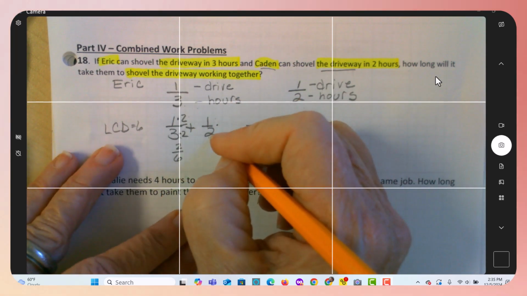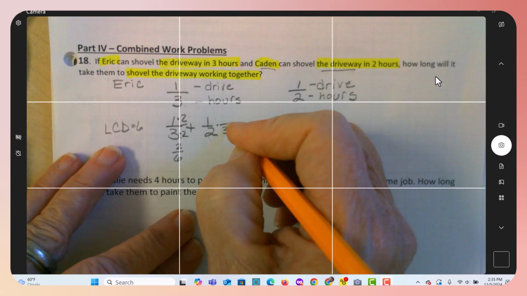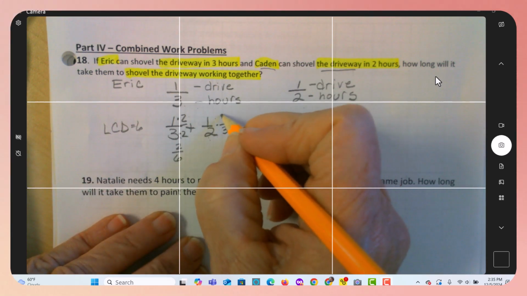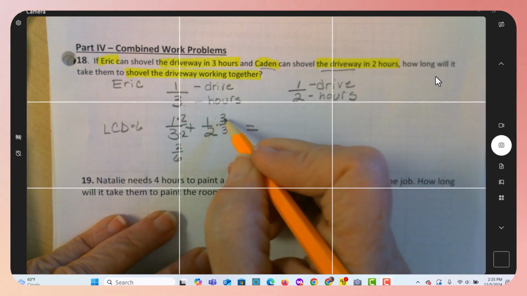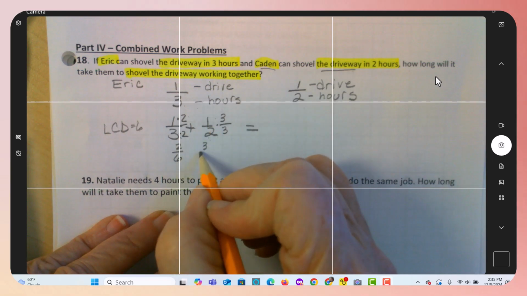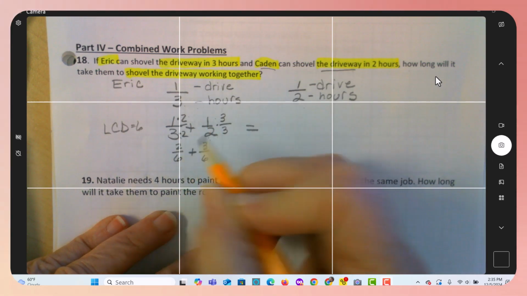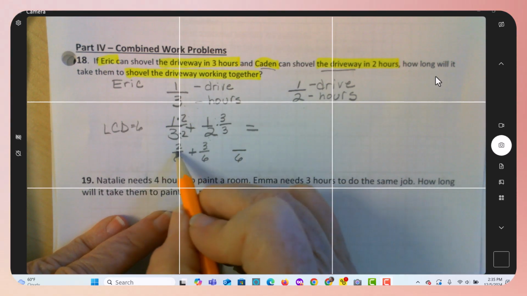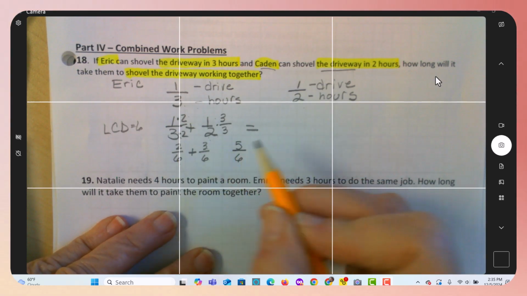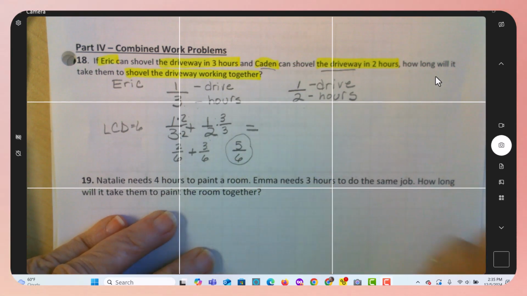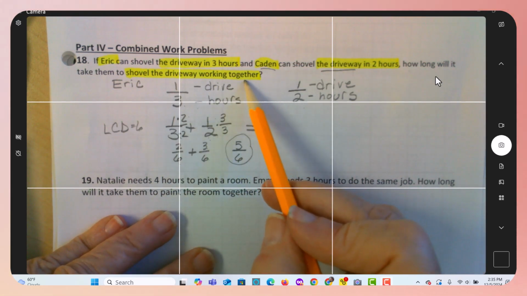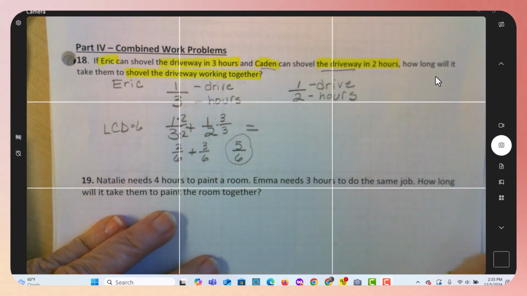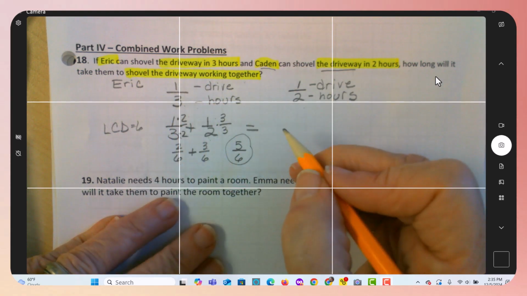To get 2 to change to 6, we multiply by 3. Whatever we multiply on the bottom, we have to multiply on the top. 3 times 1 is 3, 2 times 3 is 6. So now we have a common denominator, 6, add the numerators, 3 plus 2 is 5. So we got 5/6, but that doesn't answer the question. It says, how long will it take them to shovel the driveway working together?